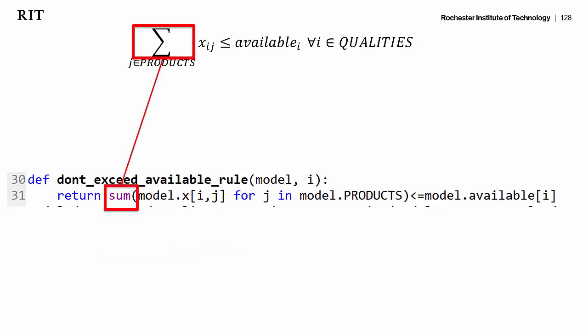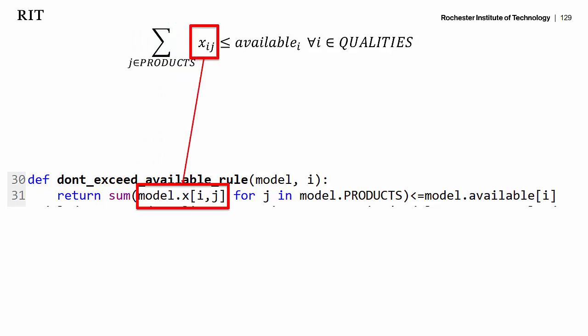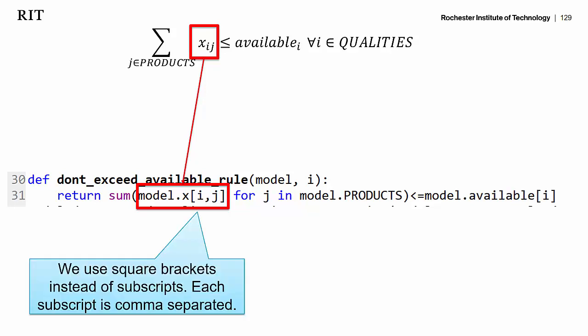And we see here the different parts of our expression. Our expression involves a summation, so we see the word sum. The only thing we're summing over is x sub i,j, so we see model.x[i, j]. And again, we're seeing the use of square brackets instead of subscripts. And because we have 2 parameters, we separate our parameters in our subscripts by commas. So we see i, comma, j being used there.